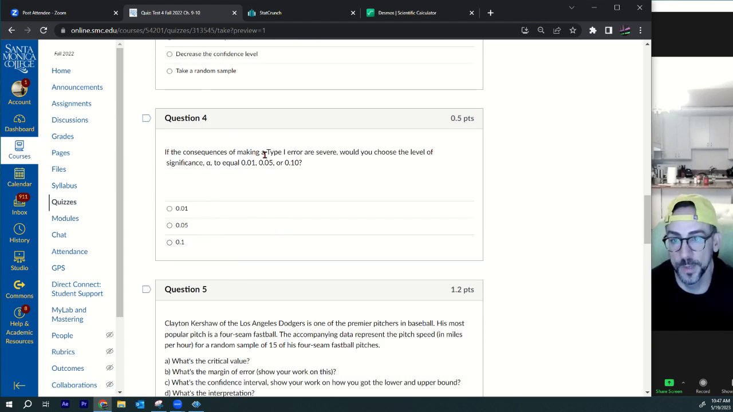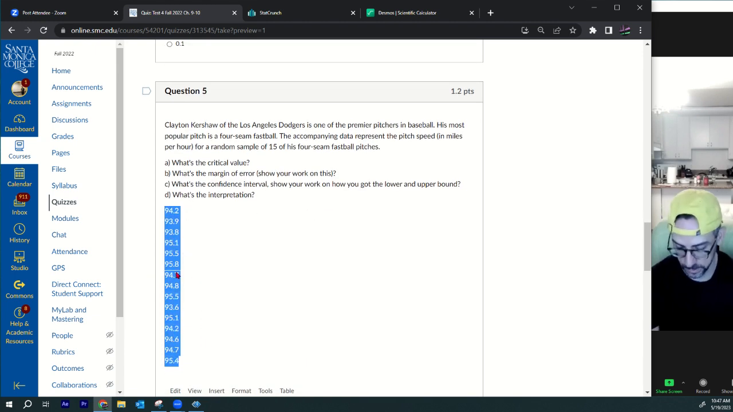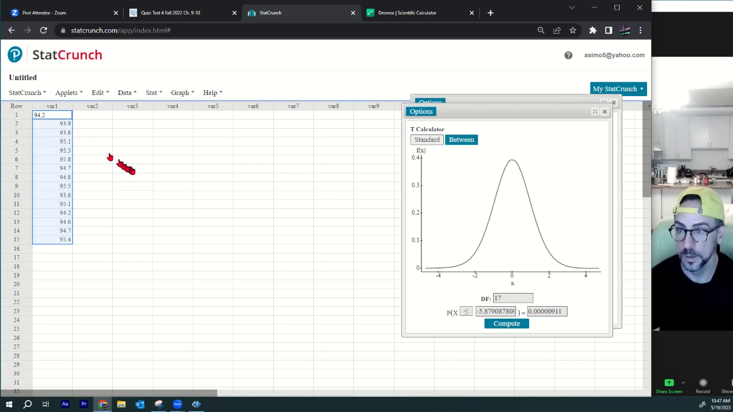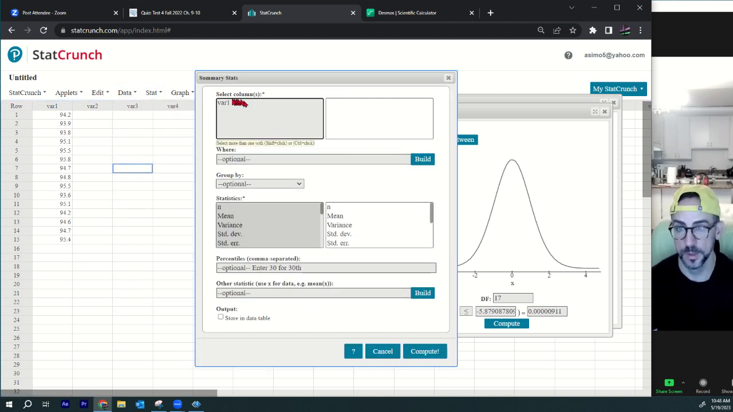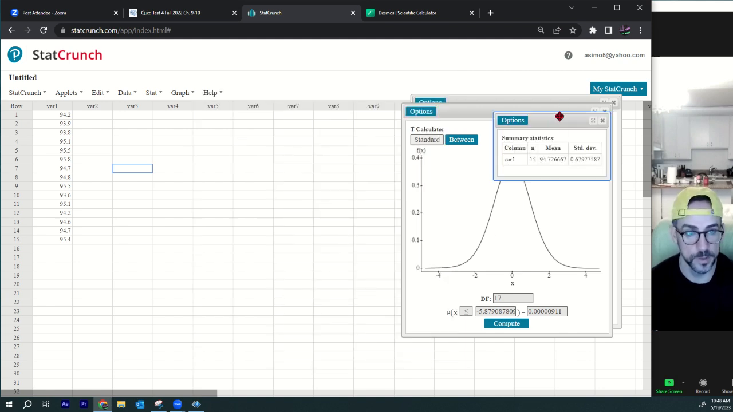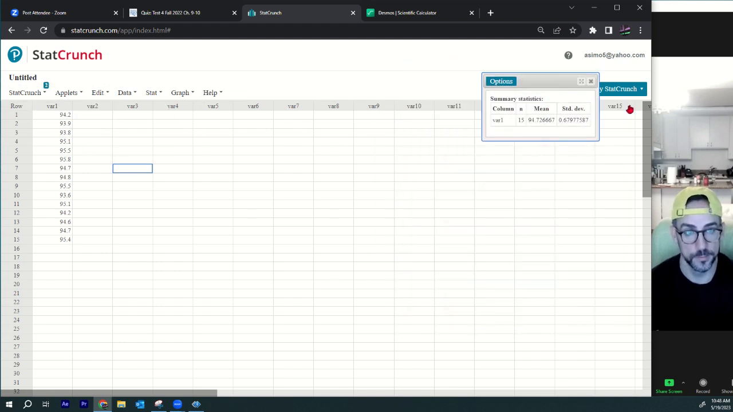If the consequences of making a type 1 error are severe, what would you use? 0.01, easy one. Clayton Kershaw, okay, we have data, yay, we have a data question. Let's do Control C. Looks like we're doing confidence interval stuff. So I'm gonna go here, paste here. And then, since I'm doing confidence interval stuff, I'm probably gonna do stat, summary stats, column, get n, mean, and standard deviation, right? That's what we normally do for confidence intervals for the mean.